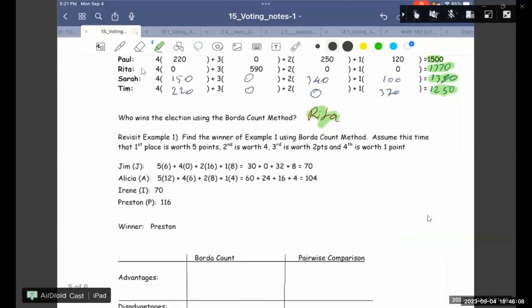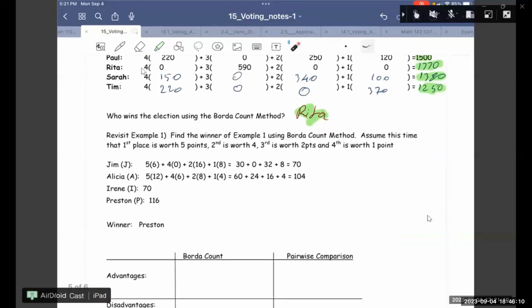Now we can see this. So we see the example one. So we go back to the example one. Find the winner. Example one. A Borda method. Assume the time. First place at 5 points. Second place 4 points. Third place 2 points, but not 3 points. So I don't know why they do it like that, but that's the way they set it up. And the fourth is 1 point.